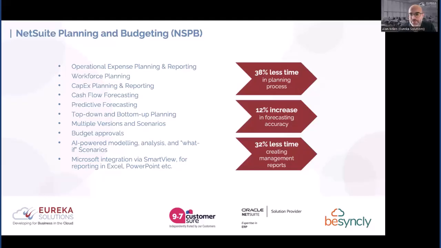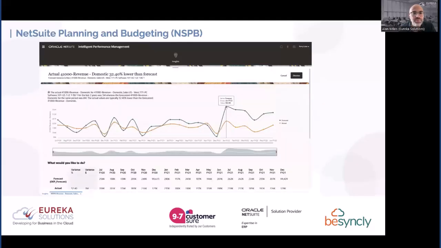And you can see some of the benefits on the right-hand side there of this module. If you have a detailed planning process you're going through every year when it gets to budgeting season, there's some stats there that it can be cut down by around 38%. The accuracy of the forecasting increases pretty dramatically as well, and the amount of time spent creating reports like board packs and summaries for actual versus budget is cut down significantly as well. So this is the kind of thing we're looking at within the planning and budgeting.